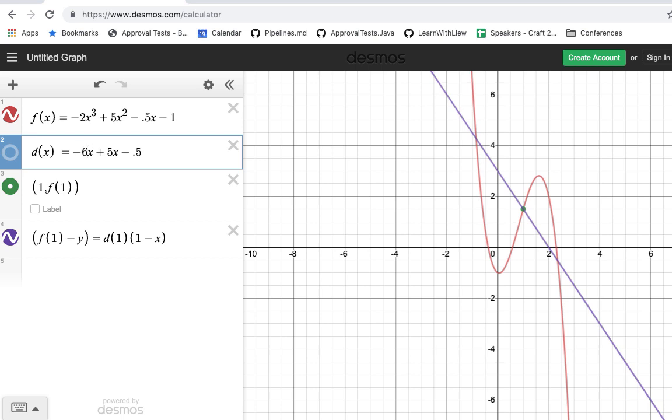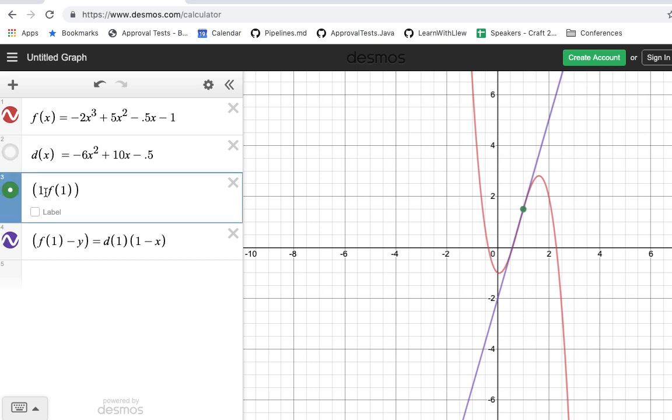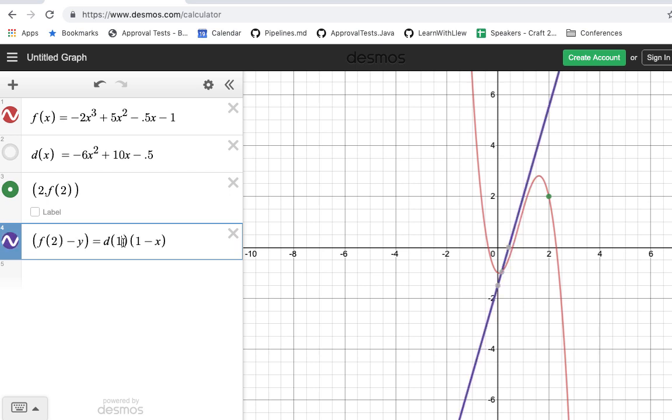Square that. 5. This should be 10x. Yeah, okay, that's looking pretty good. Now this is the slope at the tangent to this line here. I mean, it works for 1. What about if we try 2 here? So switch all those 1s to 2s.